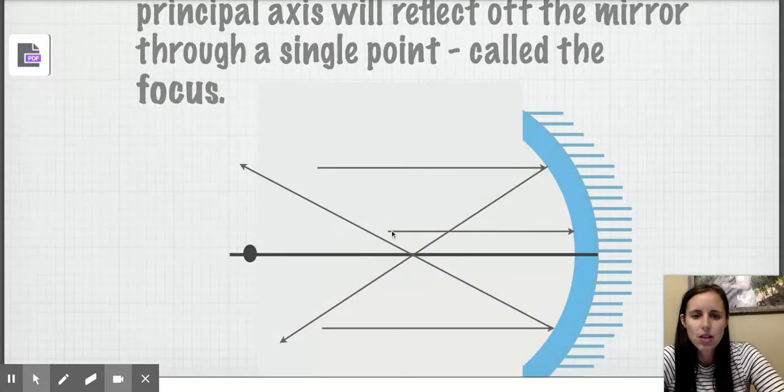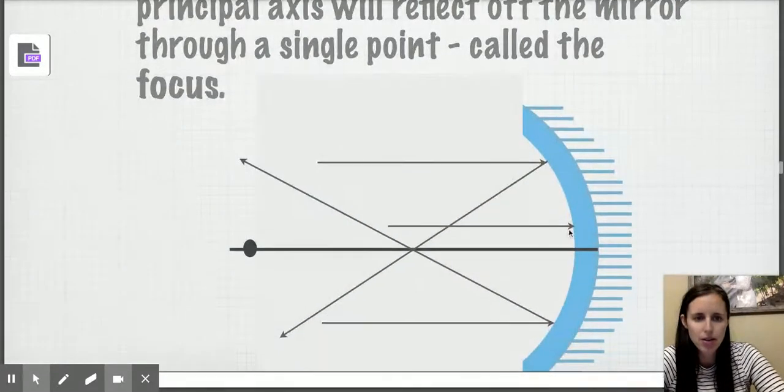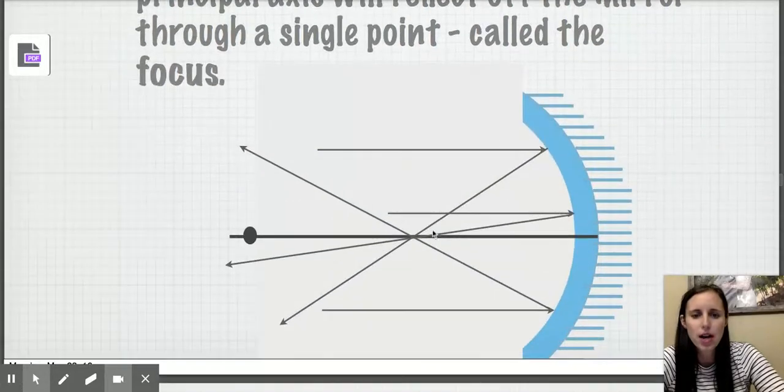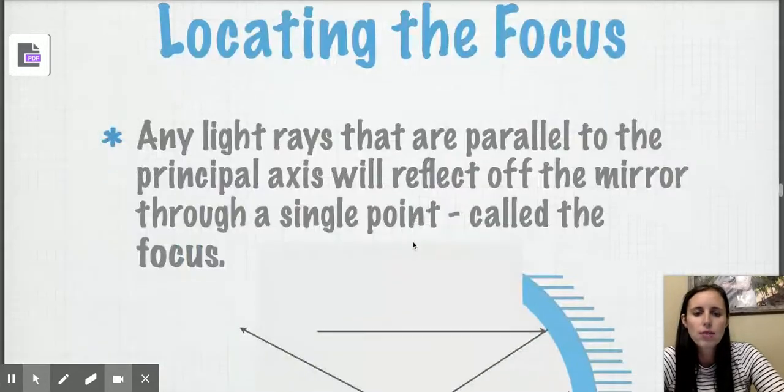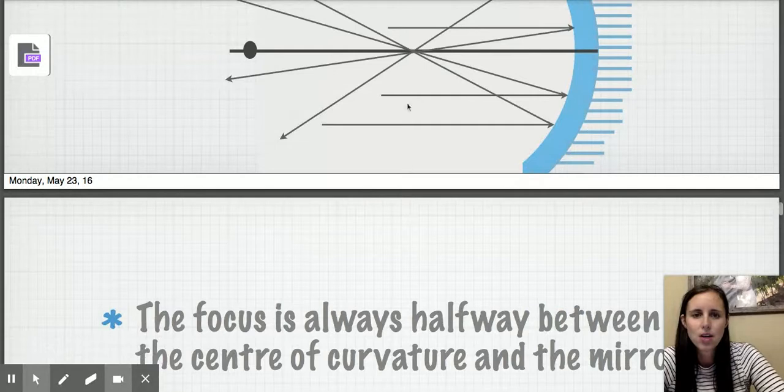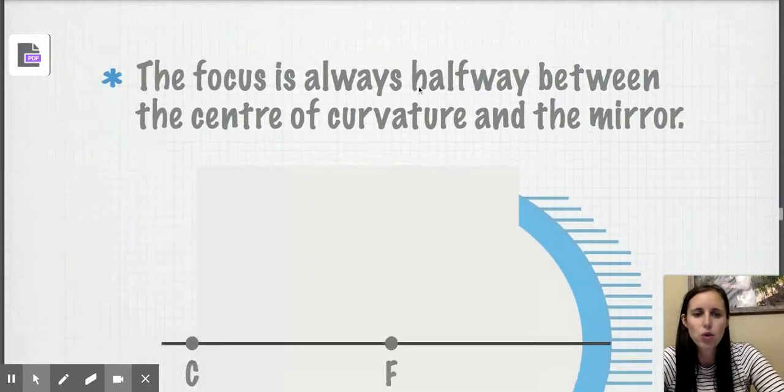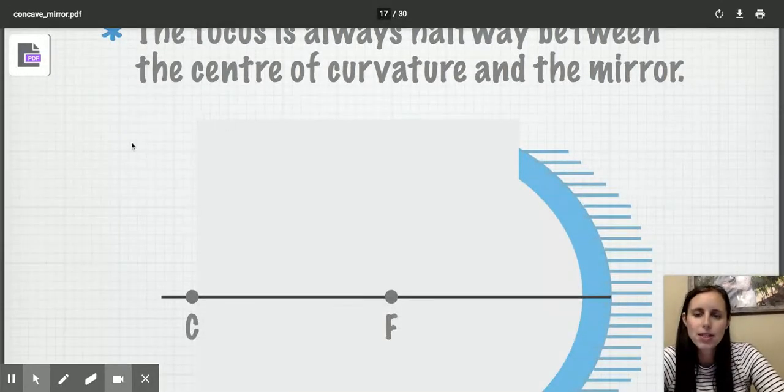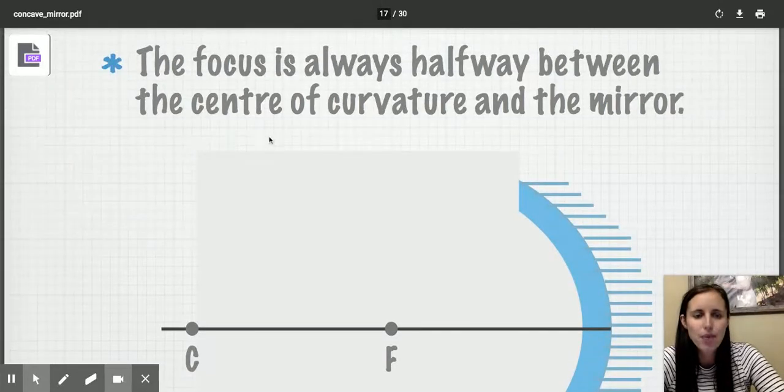So again, if we take a look at another light ray coming in parallel, that light ray is going to come out through the focus. All of these lines crossing here, we call F, we call the focal point. One thing to note, and this is really useful to write down, the focal point is always halfway between the center of curvature and the mirror. So this distance here is the exact same as this distance here.